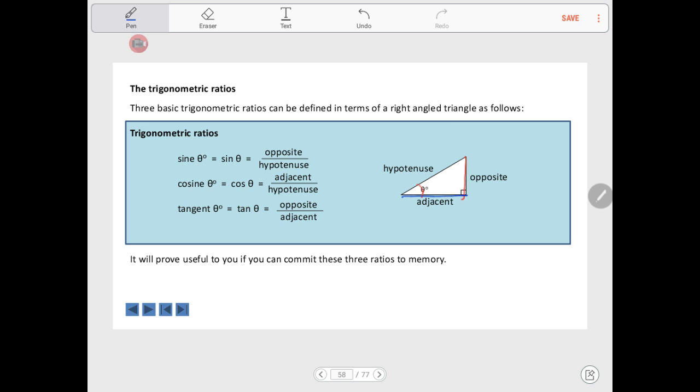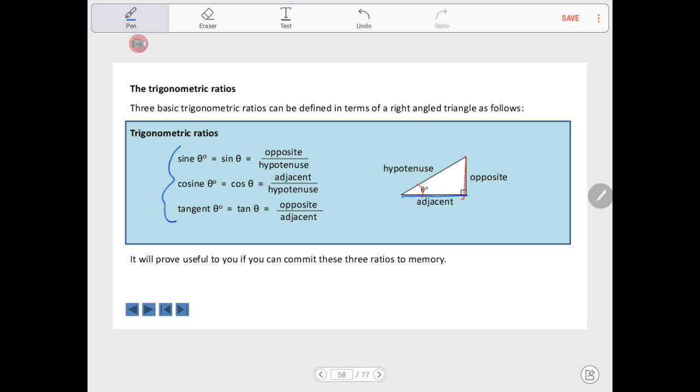Now, you may be familiar with these three trigonometric ratios: sine, cosine and tangent. So we use these in order to find the unknown side lengths of right angle triangles.